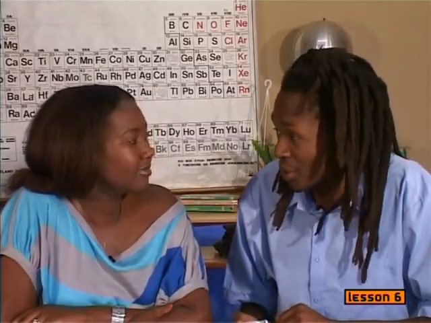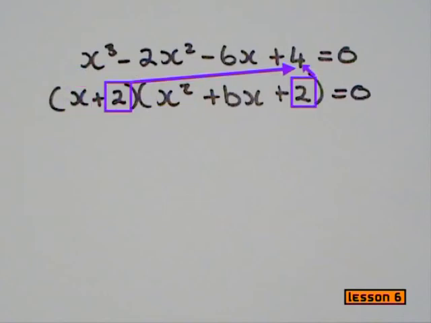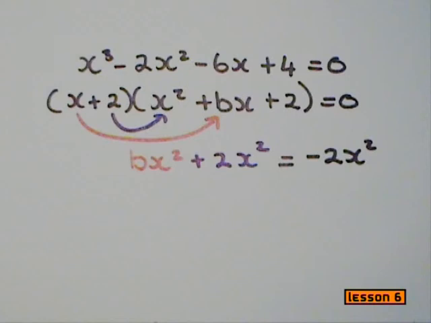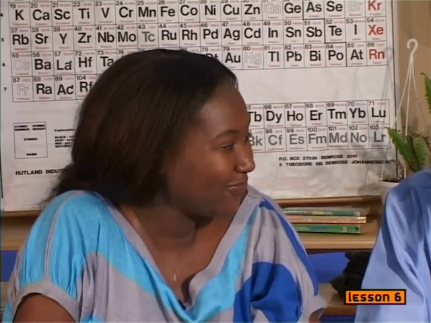Now I need to find the trinomial. The first term is x squared, because x times x squared gives me x cubed. The last term is positive 2, because 2 times 2 equals 4, and I represent the middle term as bx for now. x times bx is bx squared, and 2 times x squared is 2x squared. If I collect these, I need to get the second term in the cubic function, which is -2x squared, which means that b must be -4. Well done, Deboho. What's the next step?